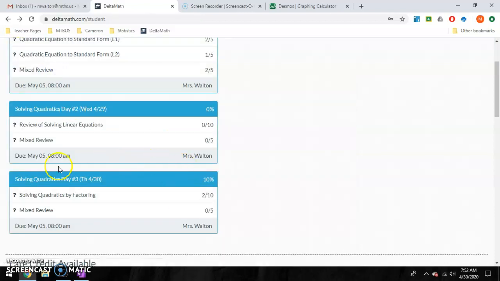Your questions for today: you will have 10 of those solving by factoring and then a good mixed review. Take your time with these and please let me know if you get stuck on anything. This is something new, so please let me know if there's any way that I can help you.